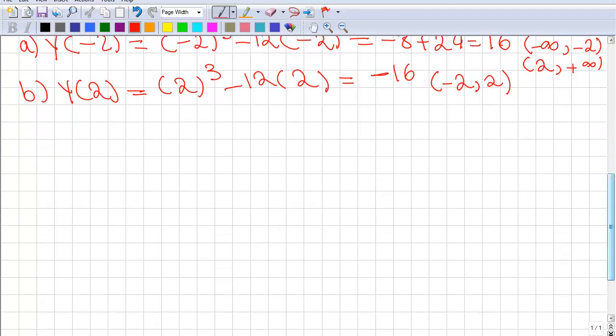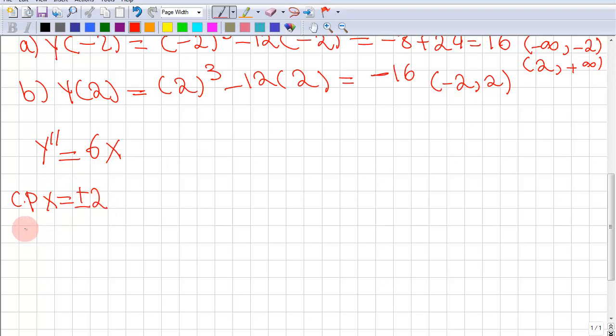So we now have to find our concavity. To find our concavity, we have to take the second derivative of our function. And if y double prime is greater than 0, it will be concave up. And if y double prime is less than 0, it will be concave down. So the second derivative, which is y double prime, is equal to 6x. And our critical points are x equals plus and minus 2.